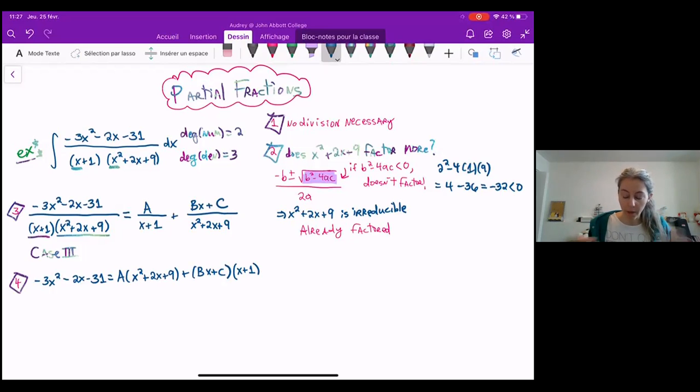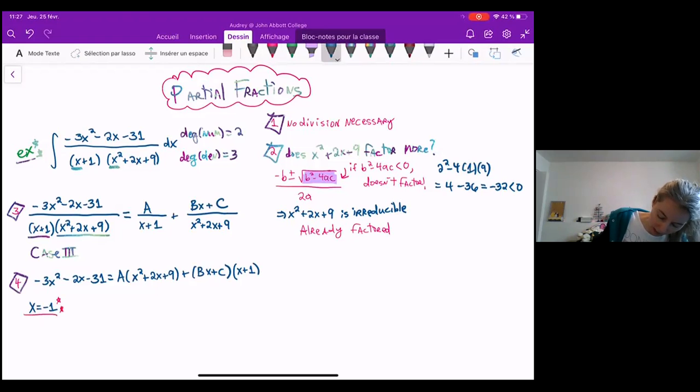Okay, so method 1 says to plug in x values starting with the zeros of the denominator. Well, my denominator only has 1 zero. That's x plus 1 equals 0, so that's x equals negative 1. So we're going to plug in x is equal to negative 1.